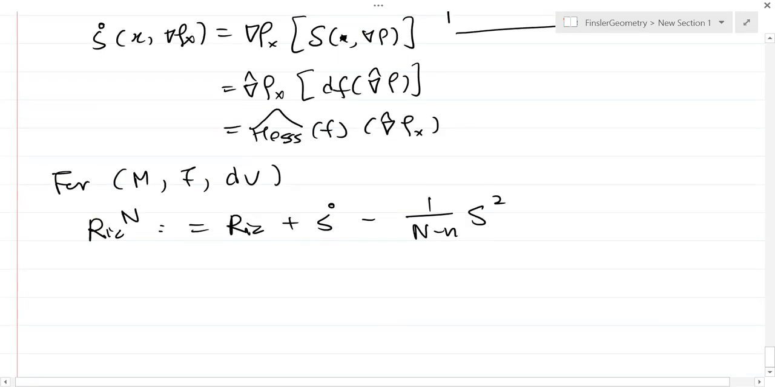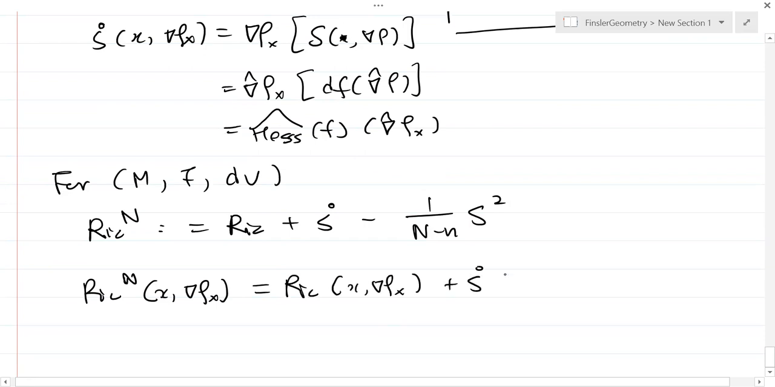Then you will see that, evaluating in the direction of the gradient, and after you plug everything in here, plus Ṡ(x)(dx), right?